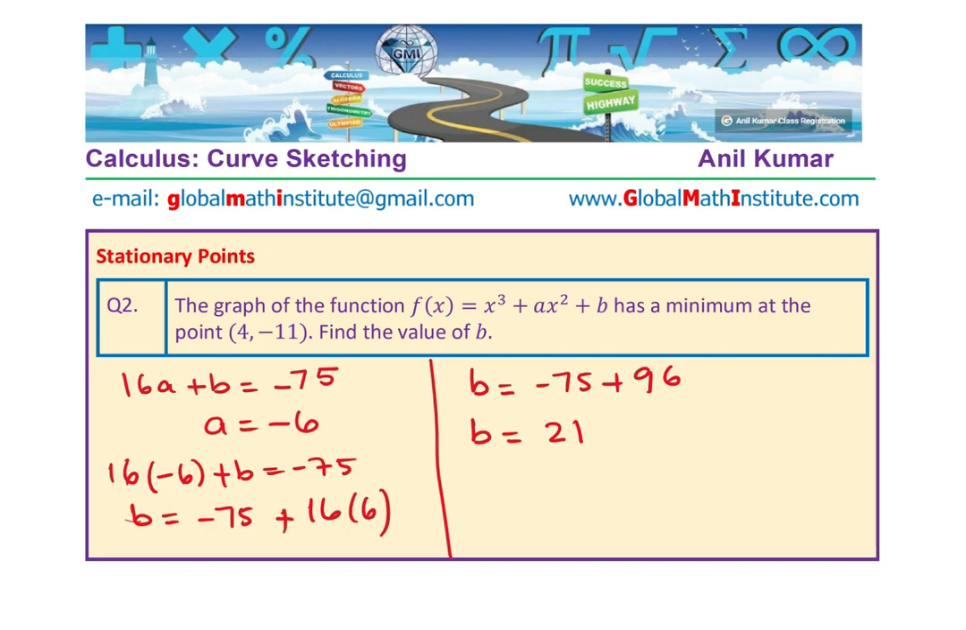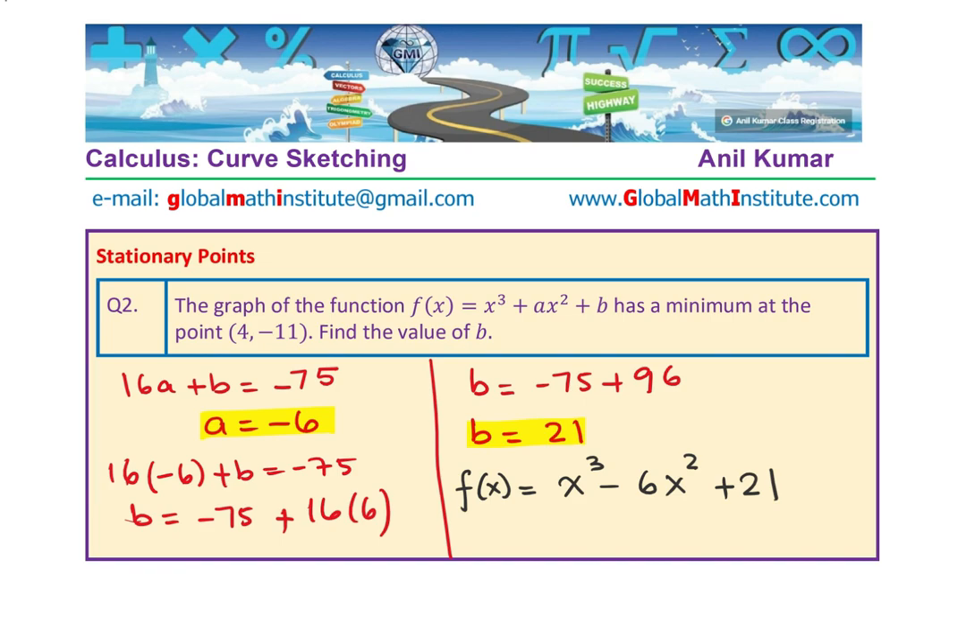So we have found both the values. b is 21, a is minus 6. So we have answered the question. Now let me rewrite the function with the values of a and b. It is x cubed minus 6x squared plus 21. So that becomes the cubic function for you, right?